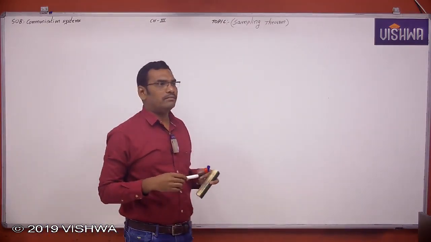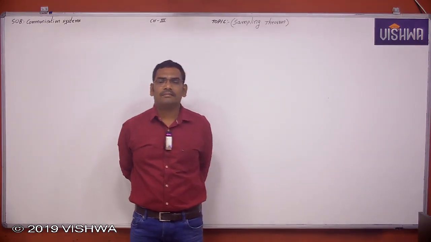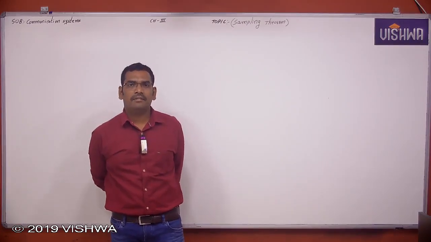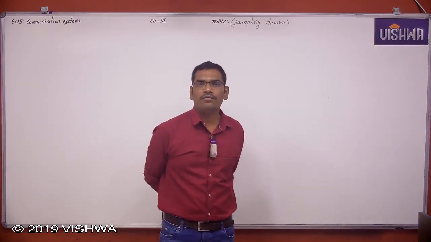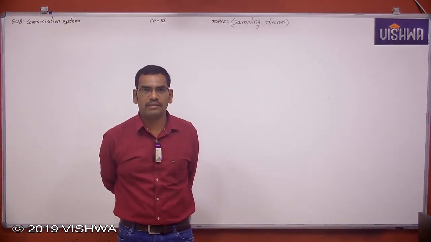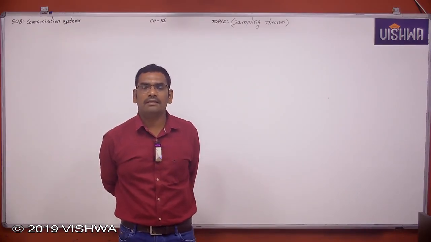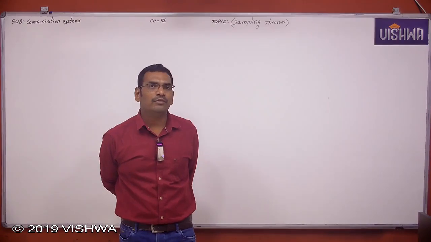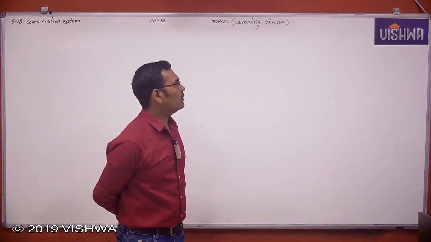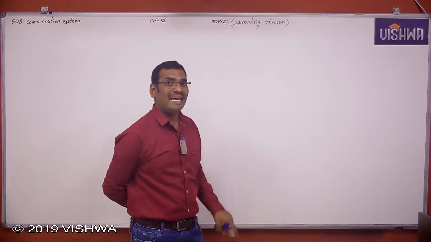Okay, students, now we'll start with the digital communication system. In the digital communication system, the first step is that you want to convert the analog signal into a sequence of binary ones and zeros. While converting an analog signal, a continuous wave signal, into a sequence of binary ones and zeros, the first step is sampling. You want to sample the signal.